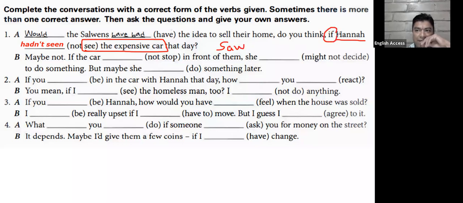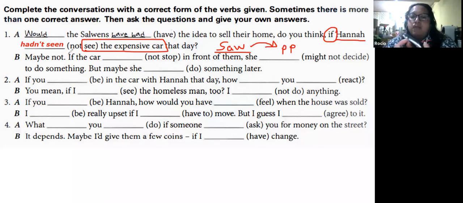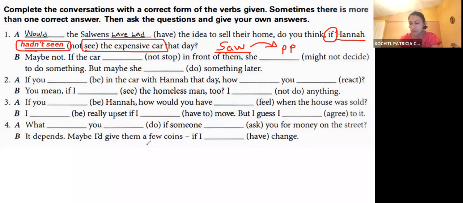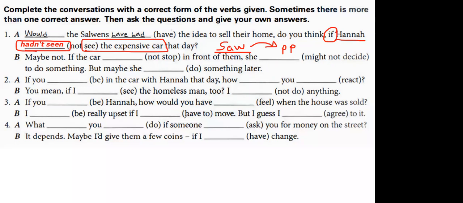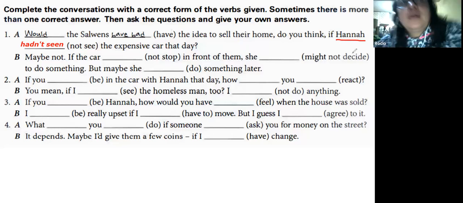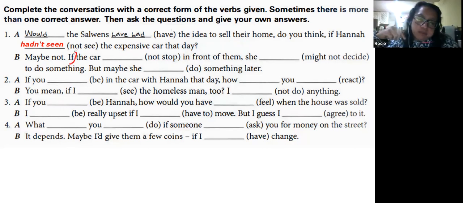Now, if in simple past goes to past perfect, hadn't seen, right? Yes or no? Yes. Okay, so if Hannah hadn't seen that expensive car that day, maybe not. If the car hadn't stopped, hadn't stopped.